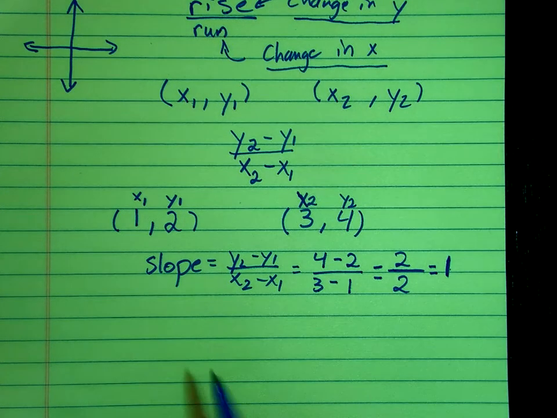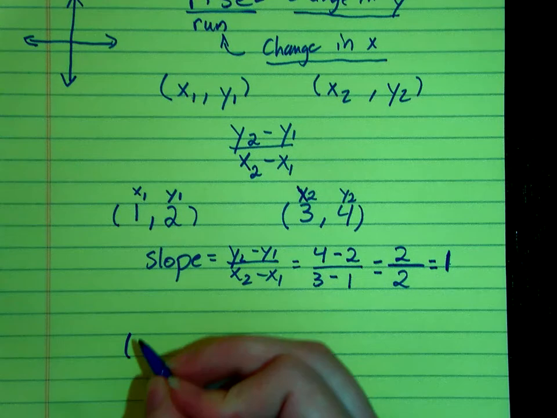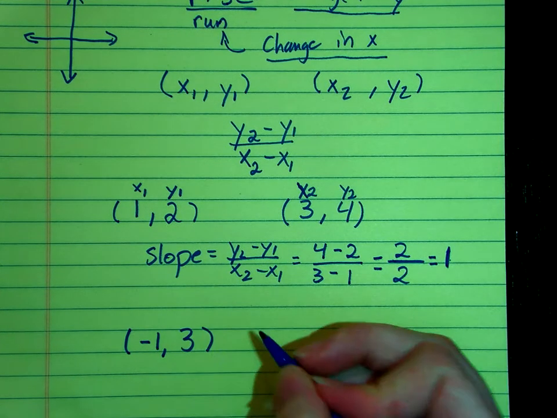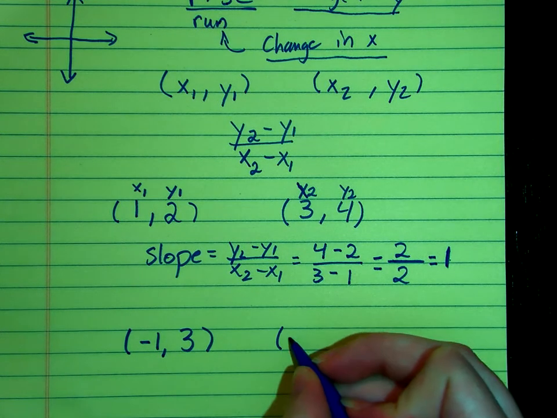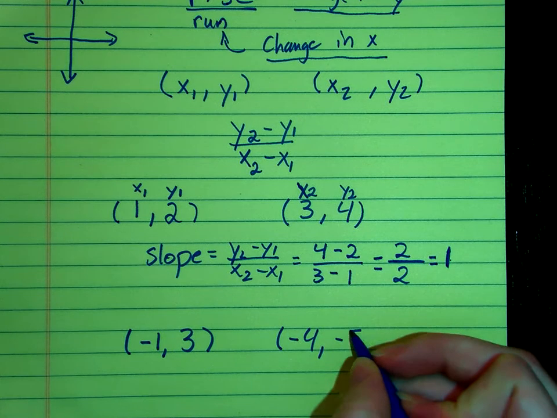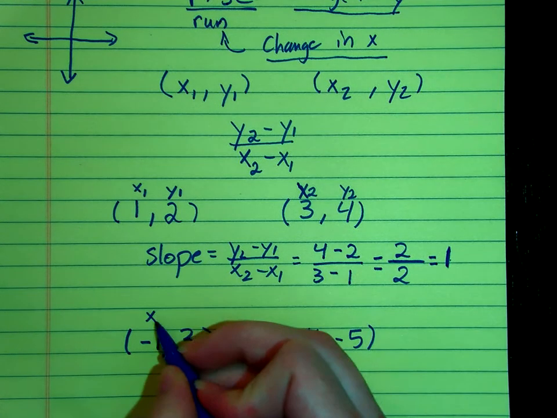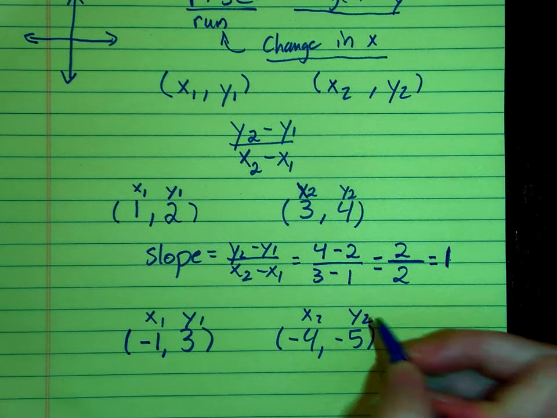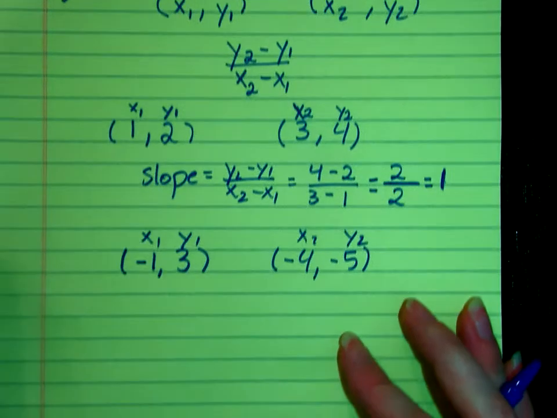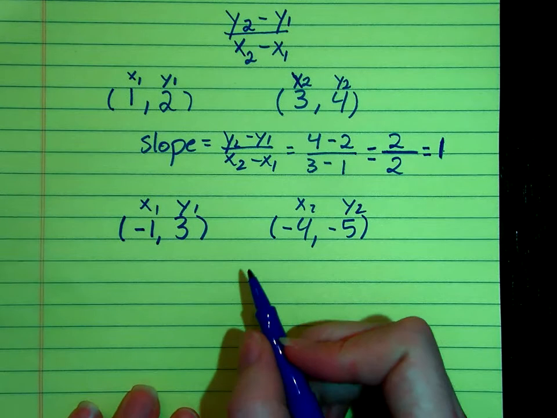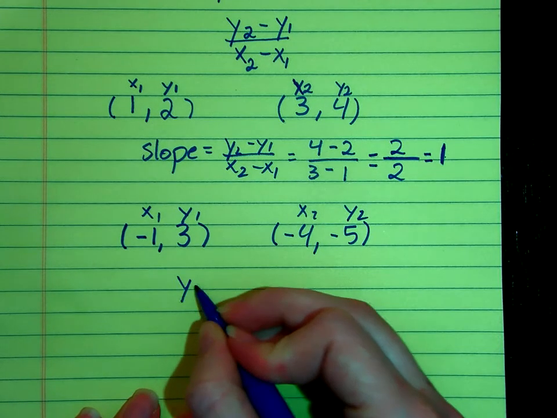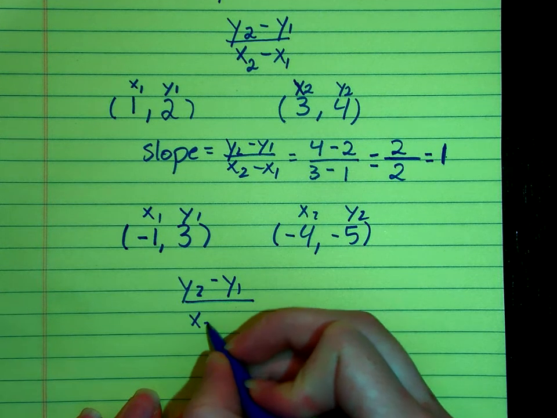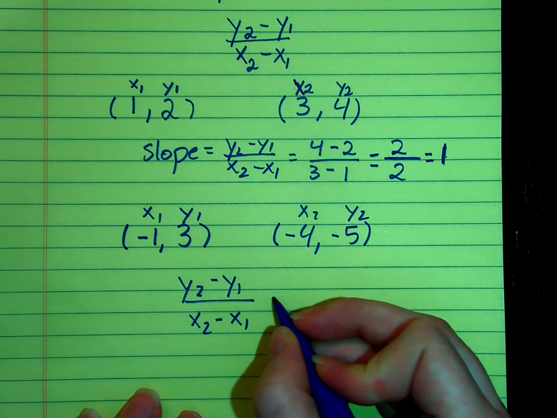Let's try it with a different example. Let's say I had the points (-1, 3) and the point (-4, -5). Again, I'm going to go ahead and label x1, y1, x2, y2. And let's go ahead and start to find our slope. So I'm going to go ahead and rewrite my formula. I'm doing y2 minus y1, change in y, over x2 minus x1, change in x.